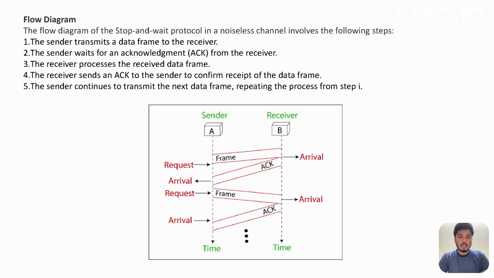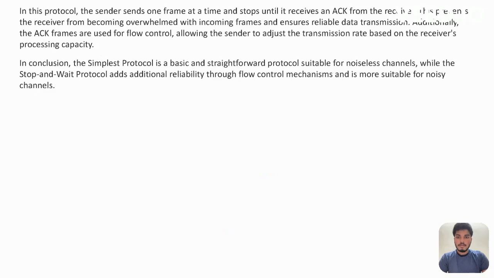The next frame is sent once the acknowledgement for the previous frame, frame zero, is received by the sender. The sender waits for an acknowledgement from the receiver. The receiver processes the received data frame and sends an acknowledgement to the sender to confirm receipt of the data frame. The sender continues the transfer to the next data frame, repeating the process of step one.